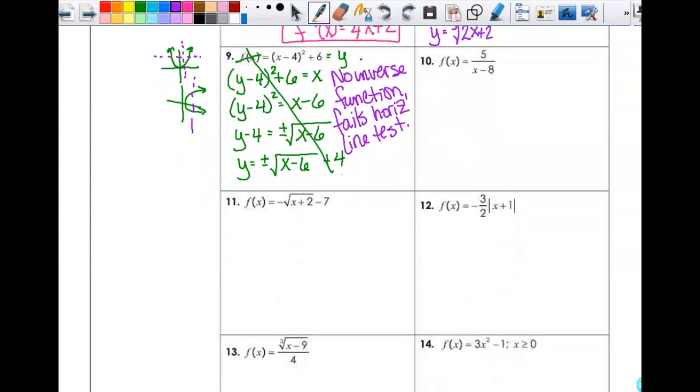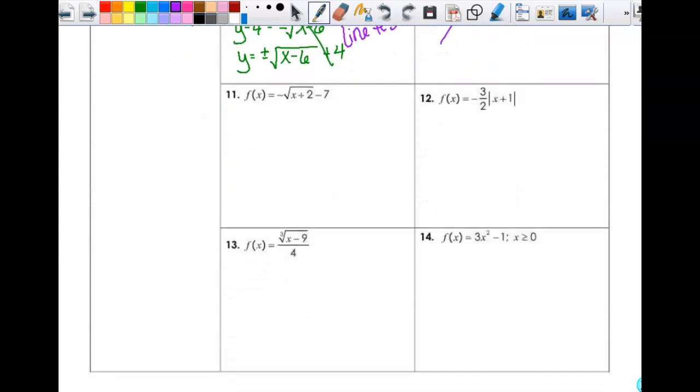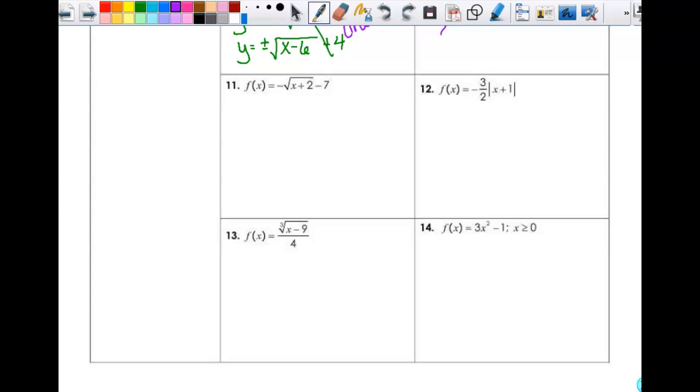So number 10, we're not going to do because we haven't done the rational functions yet. That was one of the parent functions I've skipped. So let's move on to number 11. So let's think about this. Parent function is a square root curve. Does that pass the vertical and the horizontal line test? And the answer to that is yes. So I can work through this one.